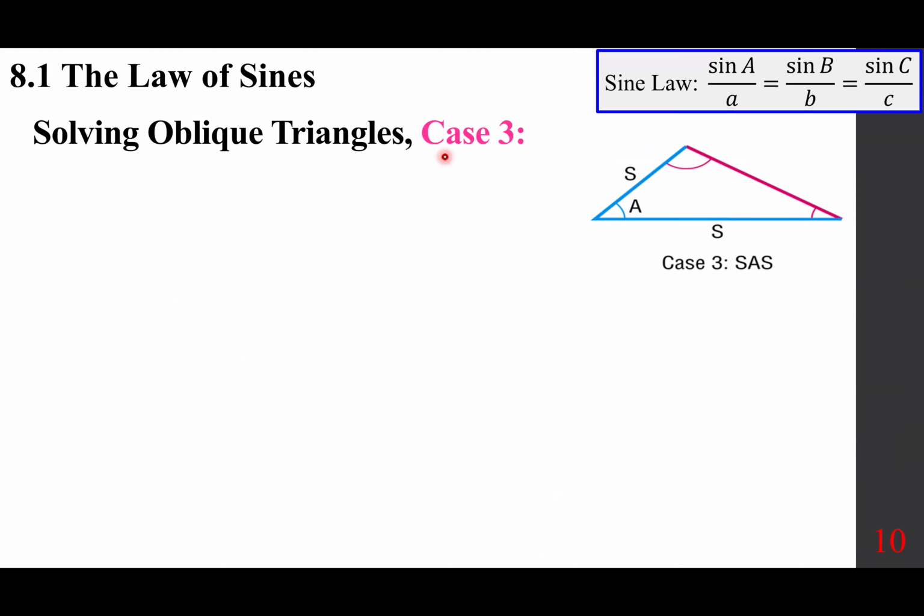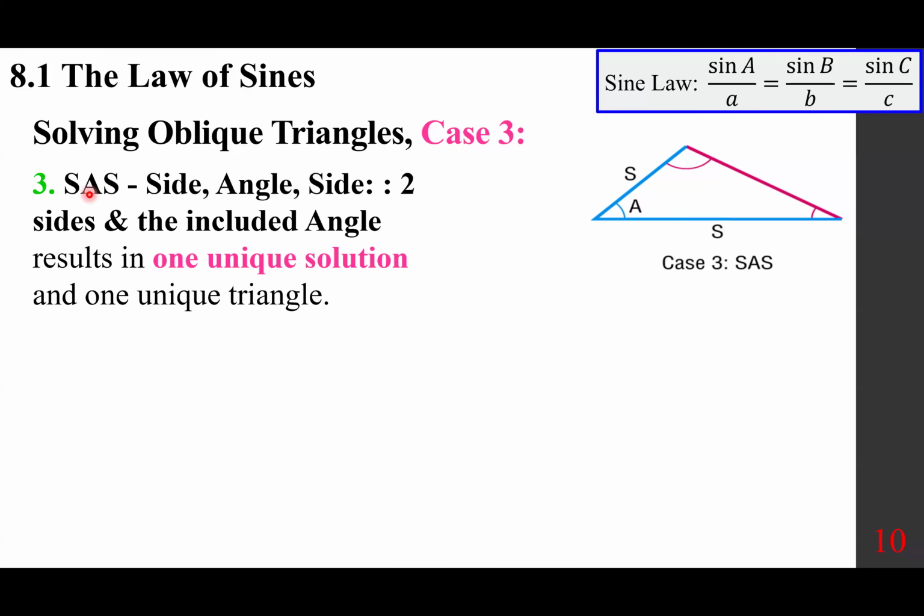Case number 3, side, angle, side. SAS, side, angle, side, two sides and the included angle, the angle in between, results in one unique solution and one unique triangle. There will be one answer if we have two sides and the angle in between.